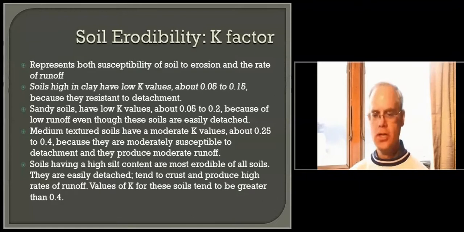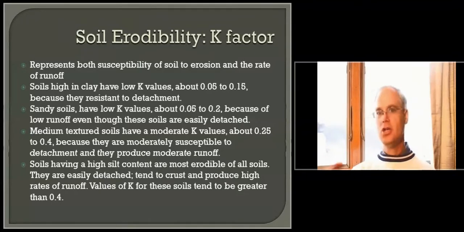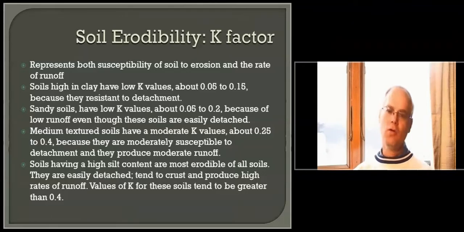Sandy soils also tend to have a low K value. Why? Well, they're easy to detach. You can blow them a little bit, but they're so heavy, so big, that they're hard to move. Okay, so they have a low K value. Your medium textured soils, especially soils with silt in them, have the highest K values, and they may be all the way up to a 0.4 K value. The higher the K value, the more easily it's going to erode, the more carefully you're going to have to manage it. Okay, as you look at that.